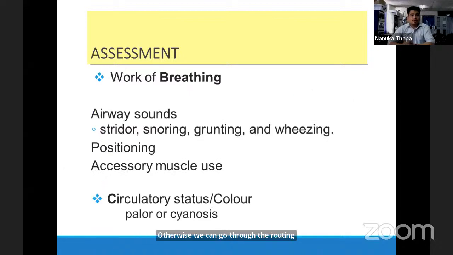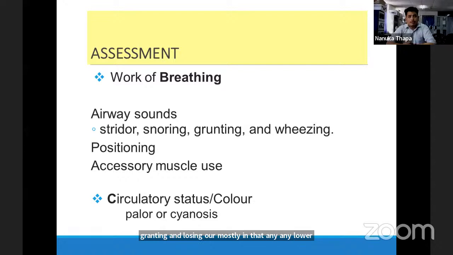Then we have to assess the work of breathing. In work of breathing, we have to see if there are any airway sounds, like stridor, snoring, grunting or wheezing. These airway sounds tell us that there might be some kind of airway obstruction. We can find stridor and snoring in case of upper airway obstruction, and grunting and wheezing are mostly seen if any lower respiratory involvement or obstruction is there.